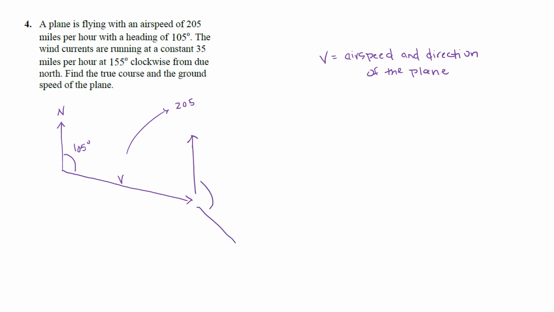So this would be 155 degrees. And this speed would be, let's give it W. The W would be the speed and direction of the wind. And this equals 35. Okay? Now we want to find the true course and the ground speed.